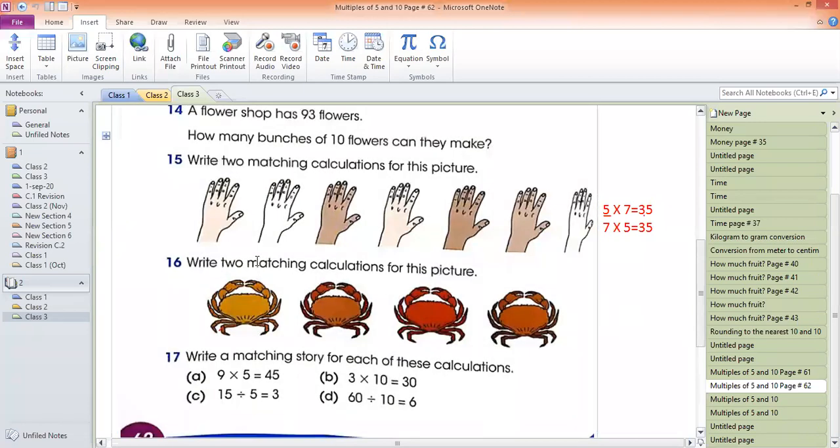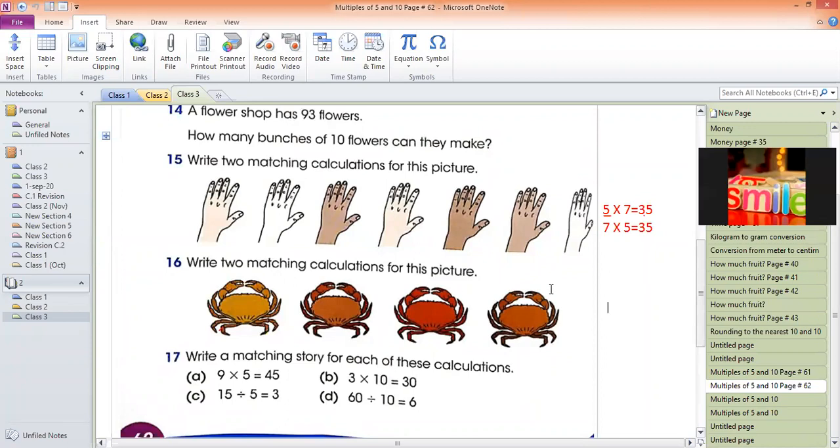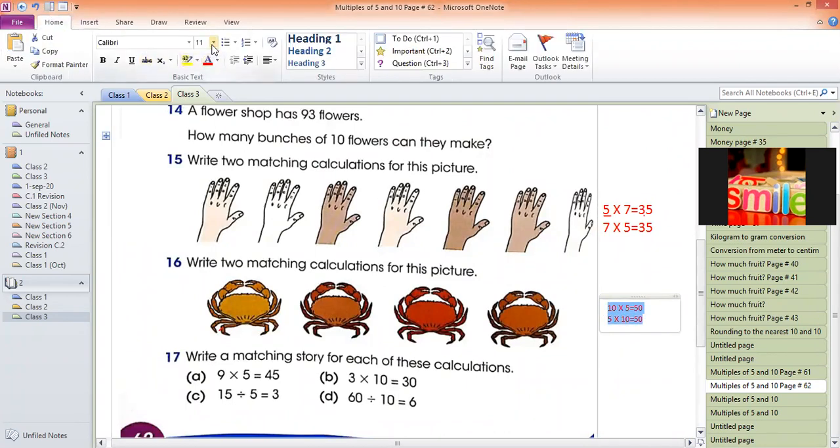So I told you guys, we will write here the matching calculation. Every crab has how much? 1, 2, 3, 4, 5, 6, 7, 8, 9, 10. 10 hands and legs, and there are a total of 5 crabs. So 10 by 5 equals 50, and 5 by 10 also equals 50. So this is the answer. Clear, guys?